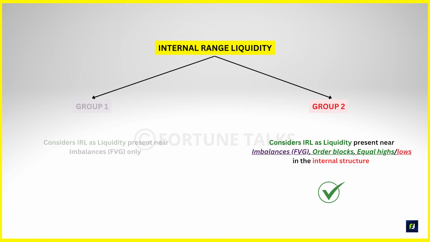Think about it. If internal range liquidity is all about fair value gaps, then what is the purpose of having order blocks in the internal structure? It will be useless, right? I agree that order blocks are high probability decision areas, but considering them as internal range liquidity would do no harm. I hope things are making sense. But do let me know in the comment section your view about this.